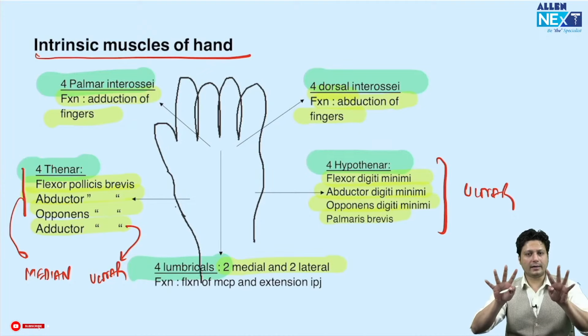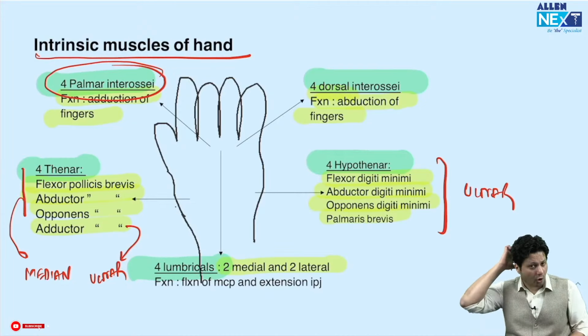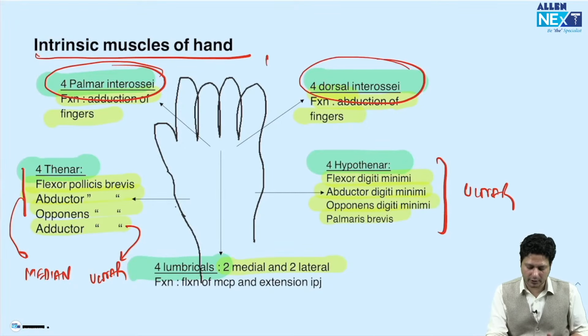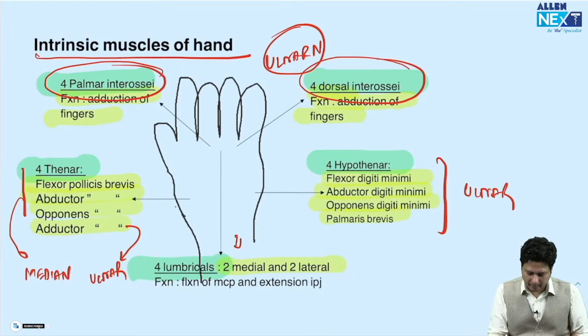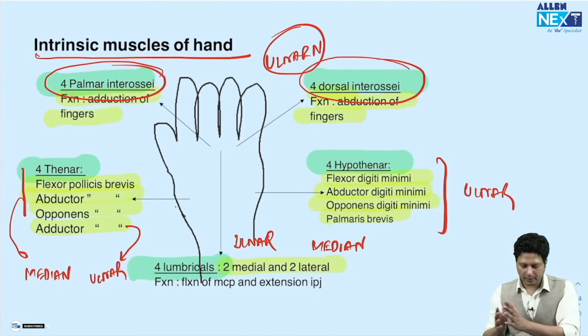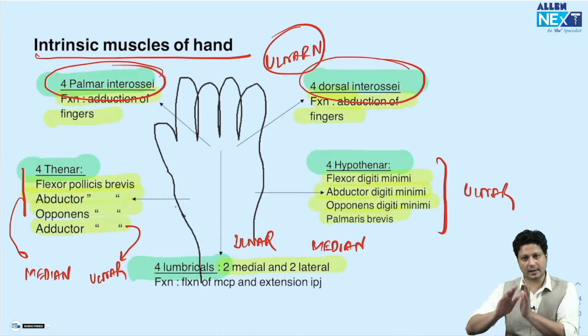As far as the interossei are concerned, all 4 palmar interossei, which are responsible for adduction of the fingers, and all 4 dorsal interossei are supplied by the ulnar nerve, all of them. So what you are left with is the lumbricals. The 2 medial are supplied by the ulnar and the 2 lateral are supplied by the median. With this we have covered the nerve supply also. At this point you are aware of the muscles, their actions and their nerve supply.